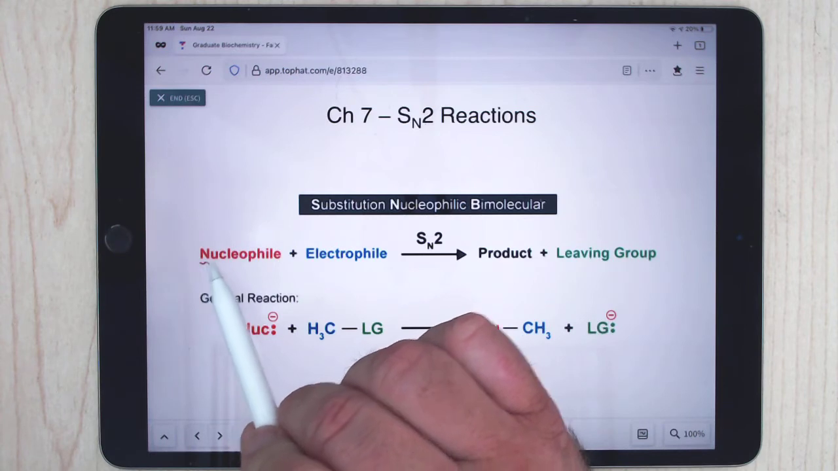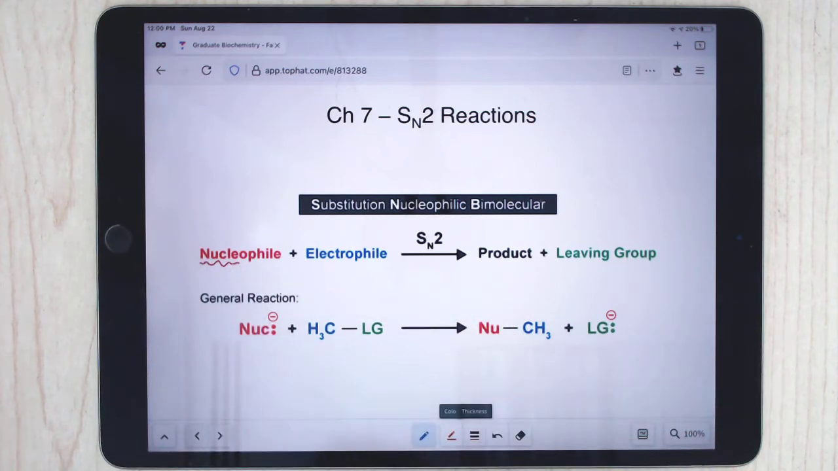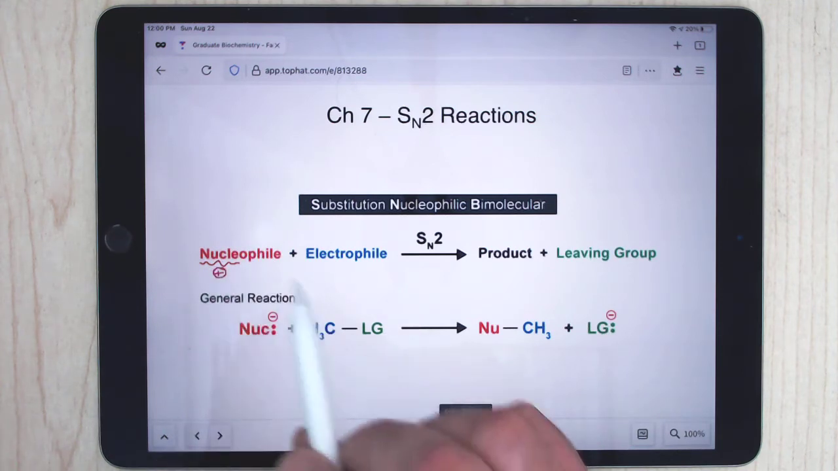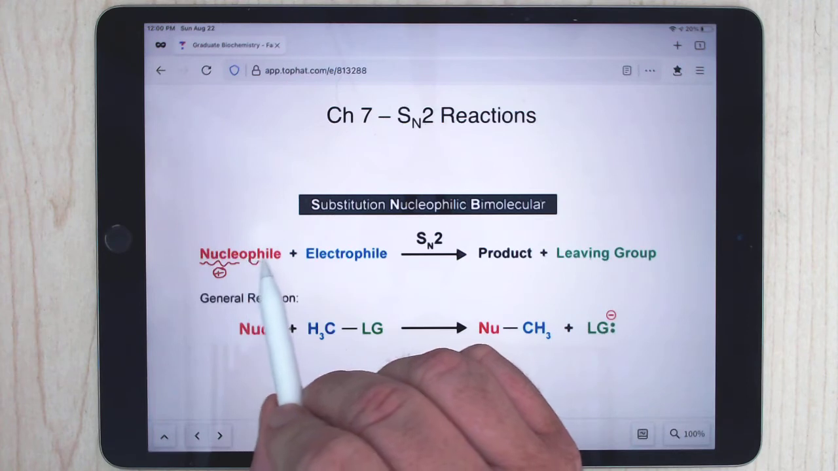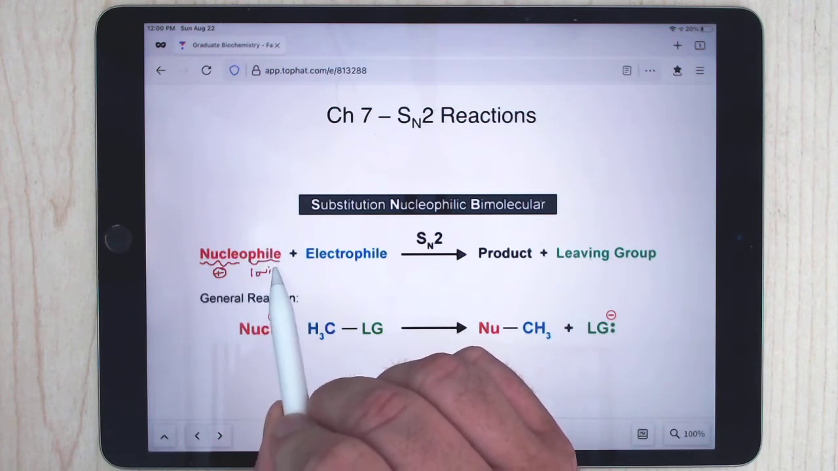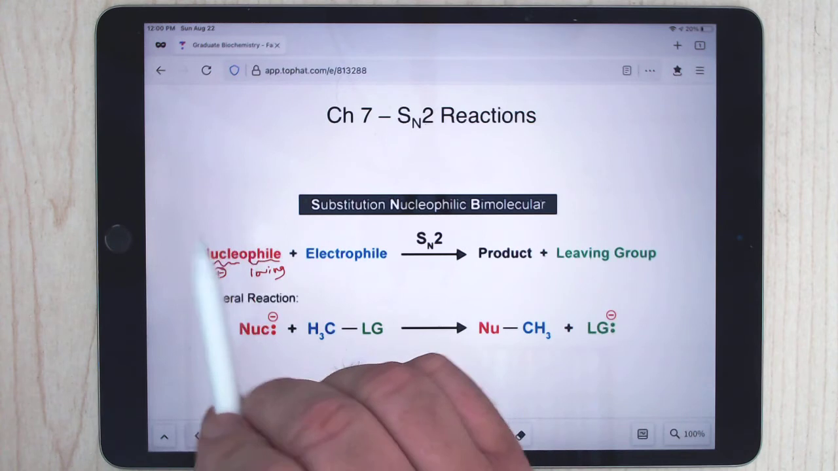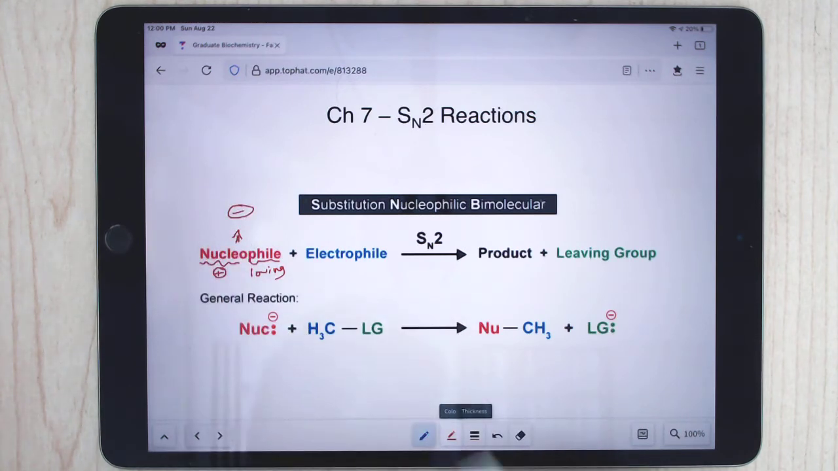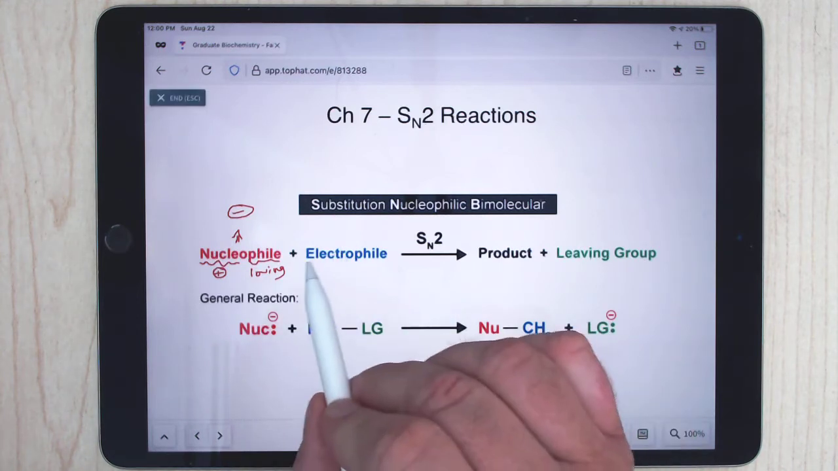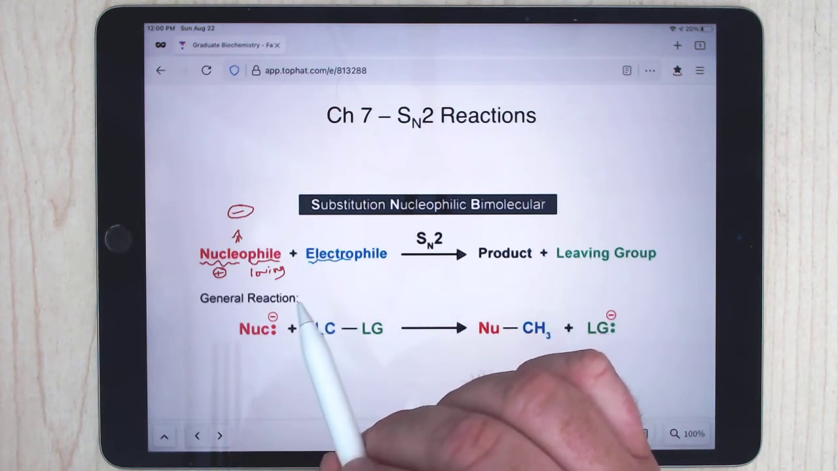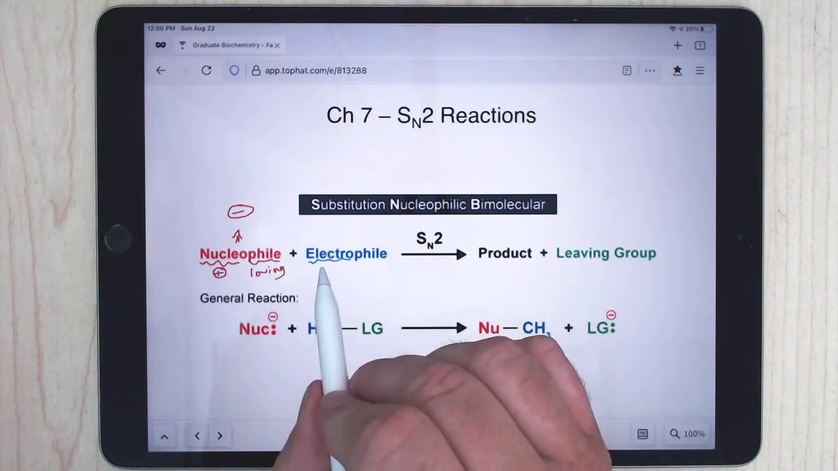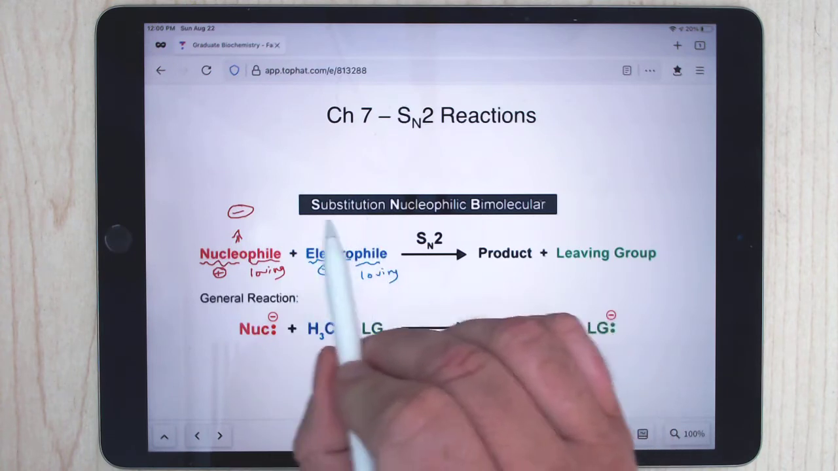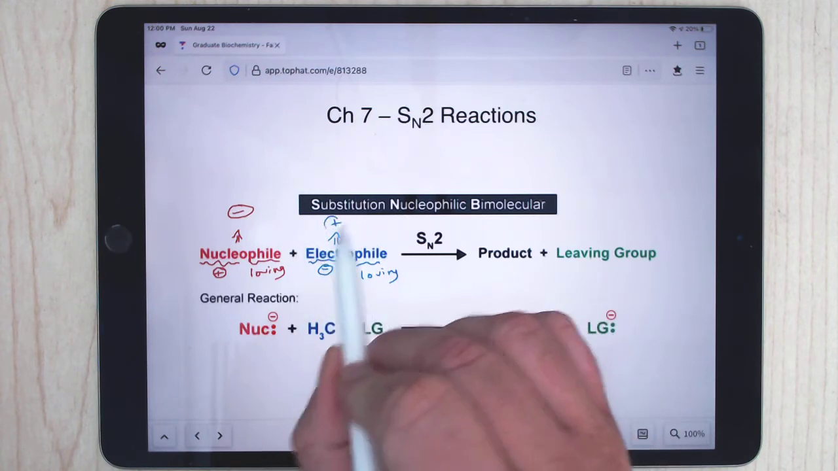So the nucleophile, remember this nucleo is the same prefix as nucleus, right? So if you are a nucleophile, you are positive loving. So if you're positive loving, that must mean that you have negative character to you. In contrast, if you are the electrophile, electro is the same root as electron, right? So this would be negative loving. And so you are ultimately going to have positive character to you.